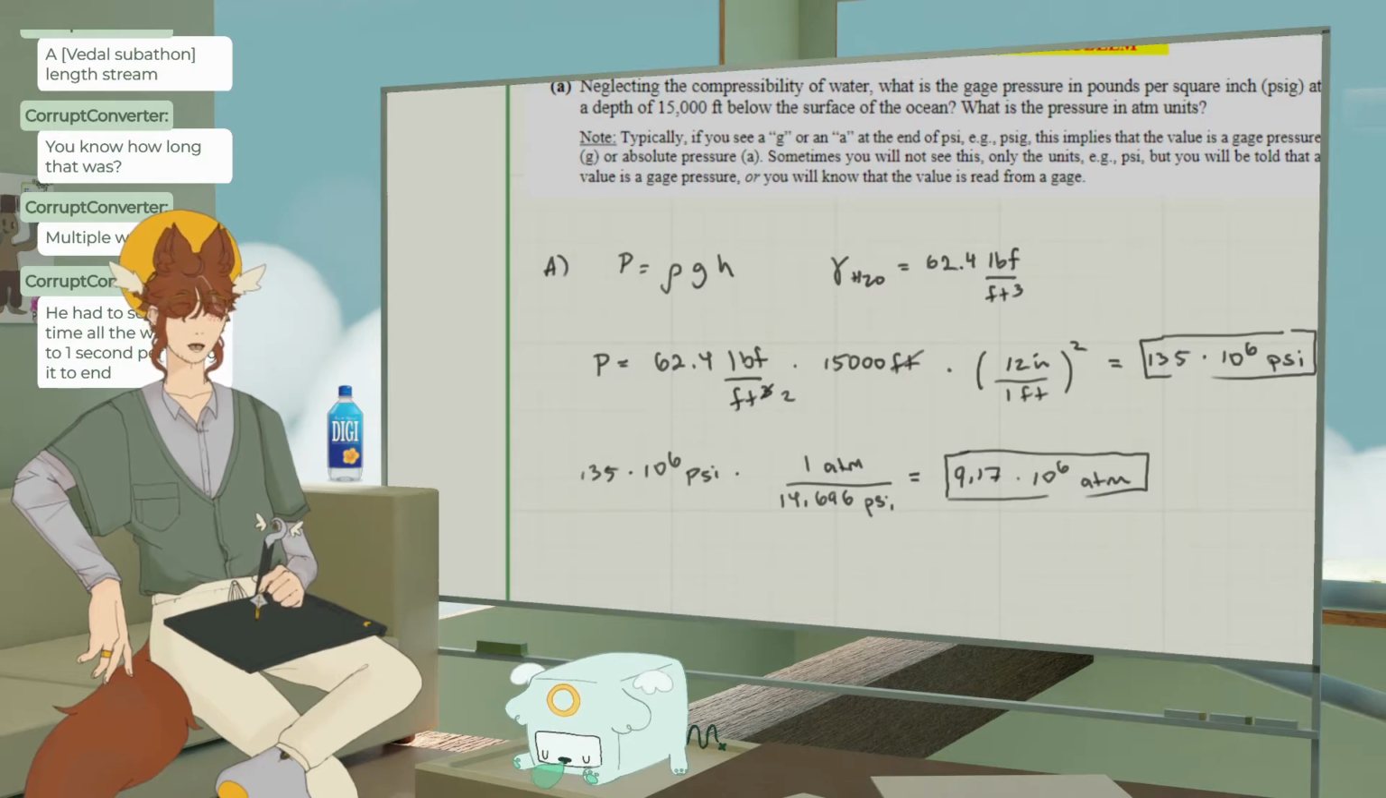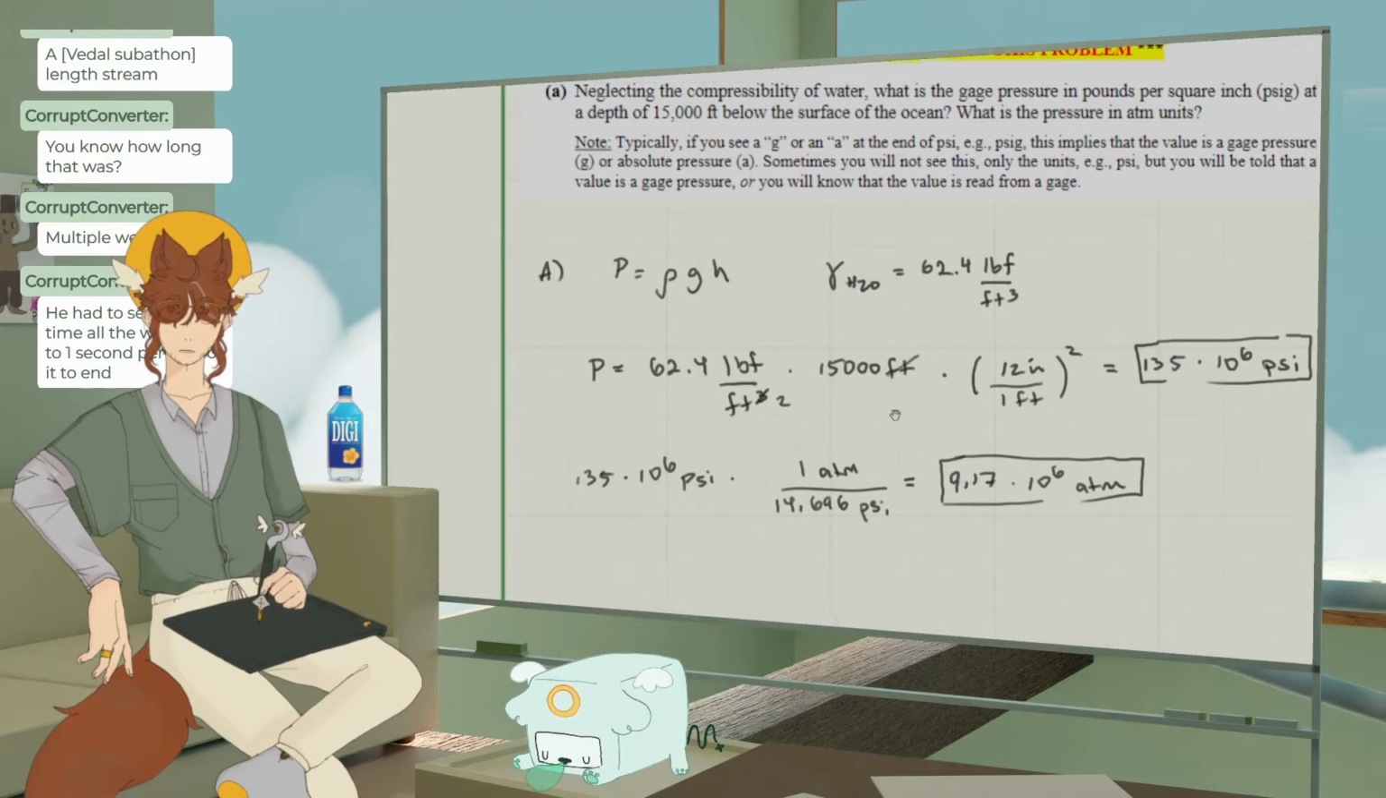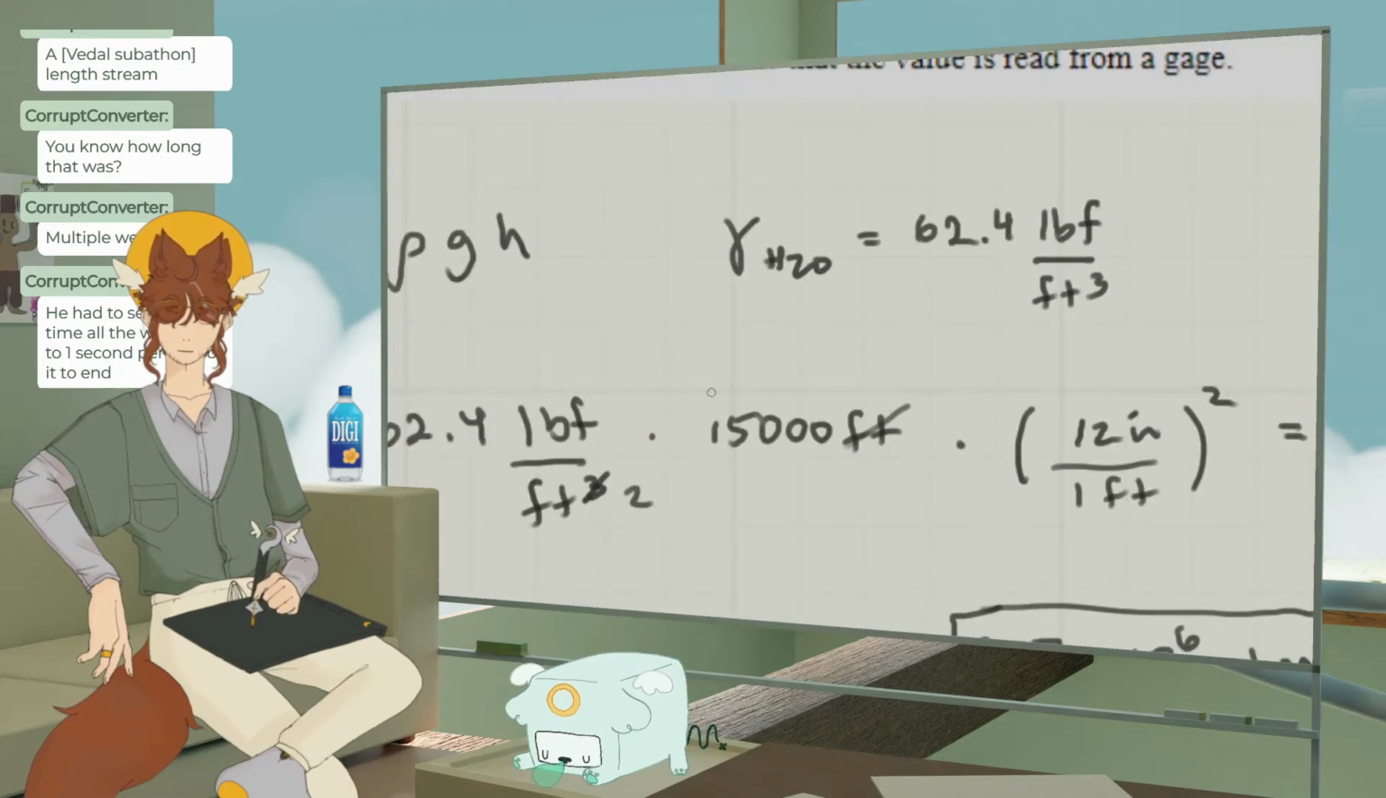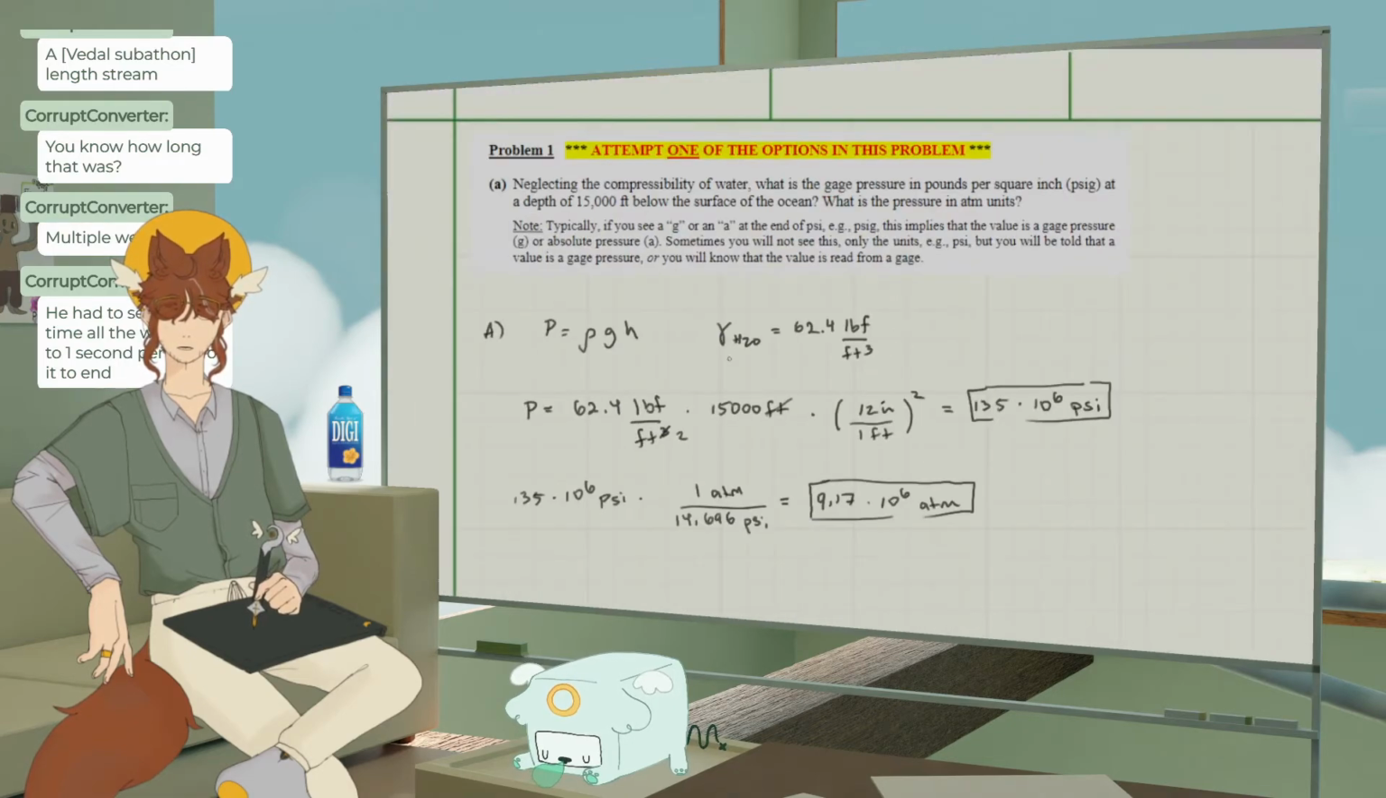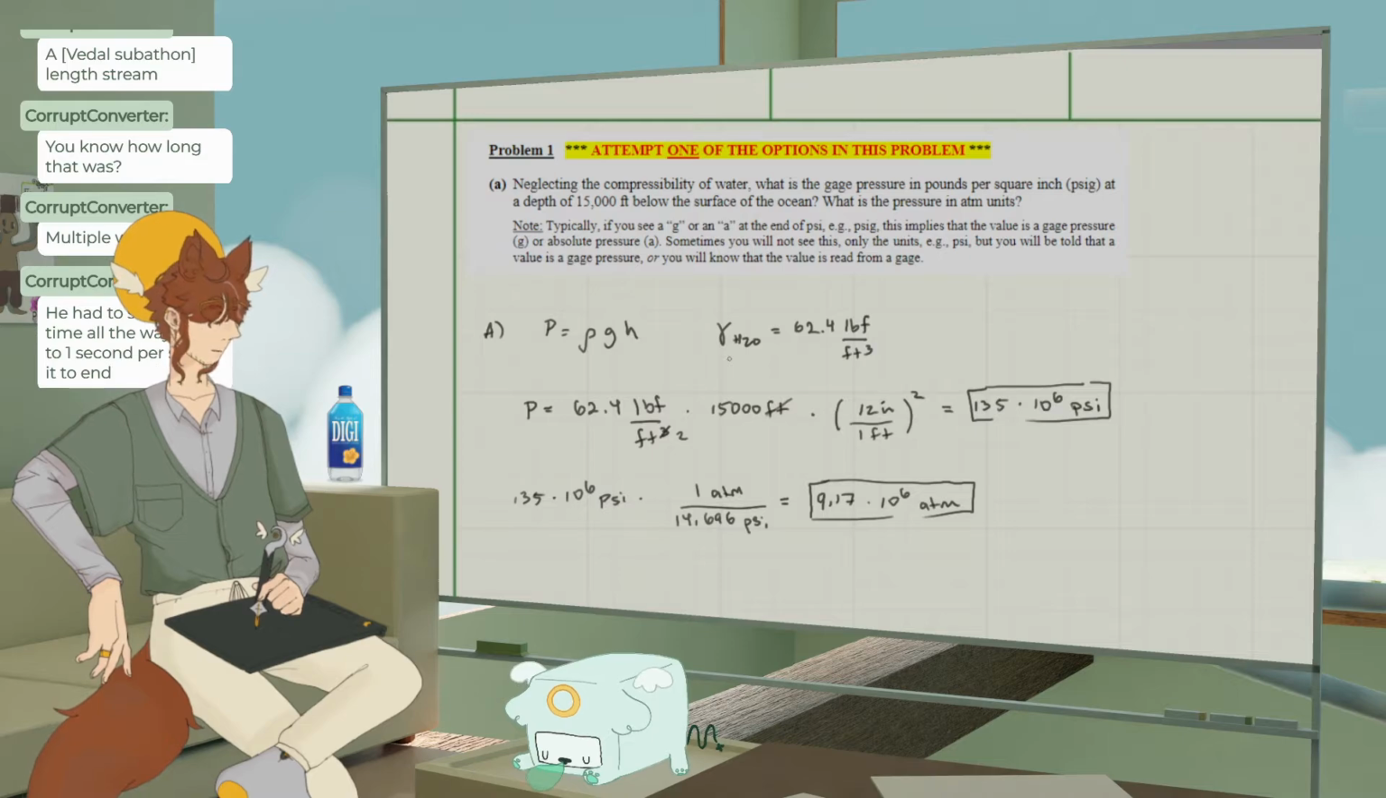Okay, no. I got it wrong. 660 PSI. That is way too many. Okay. What was I doing? What was I doing, bro? Maybe my density of water is clearly incorrect.